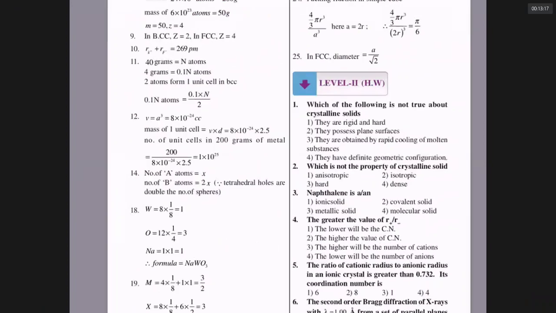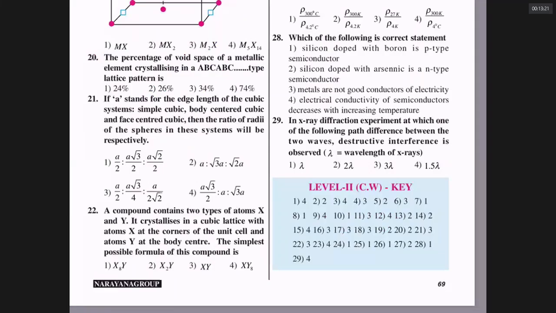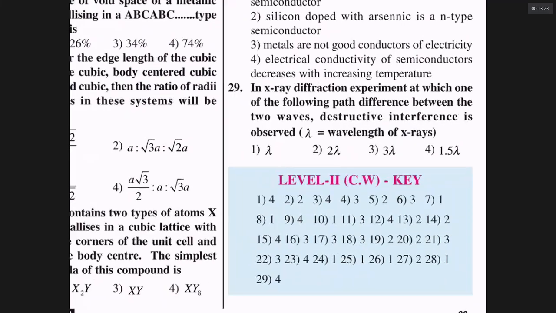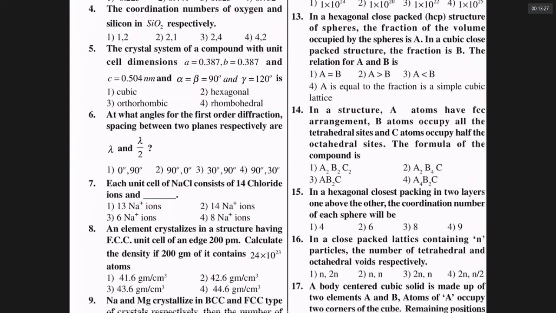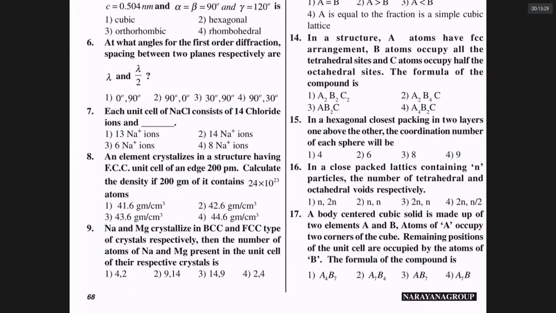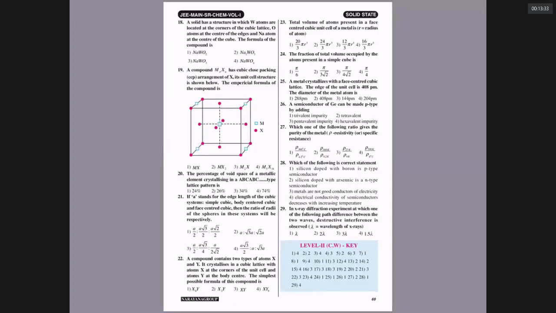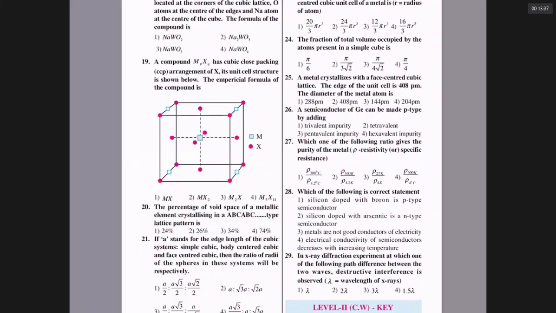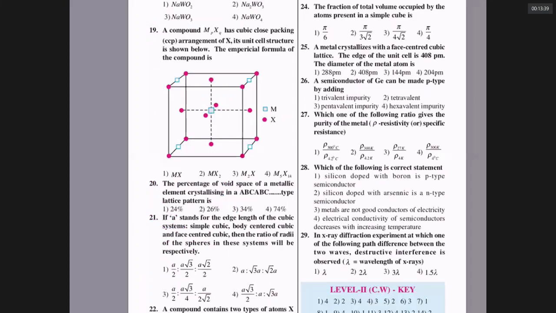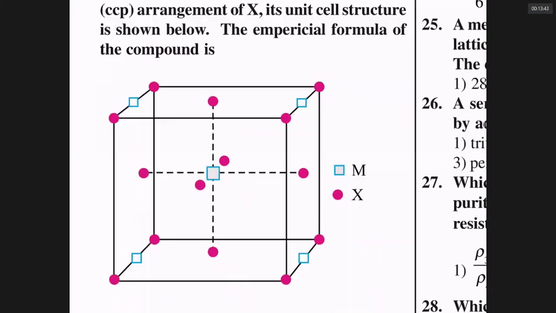What is the question number? 18. So what is the answer they gave? The 18th question is the third option. So we got the third option. You try to do up to this page.